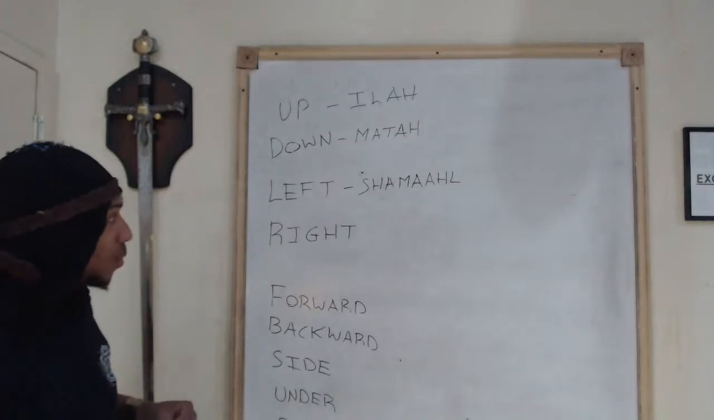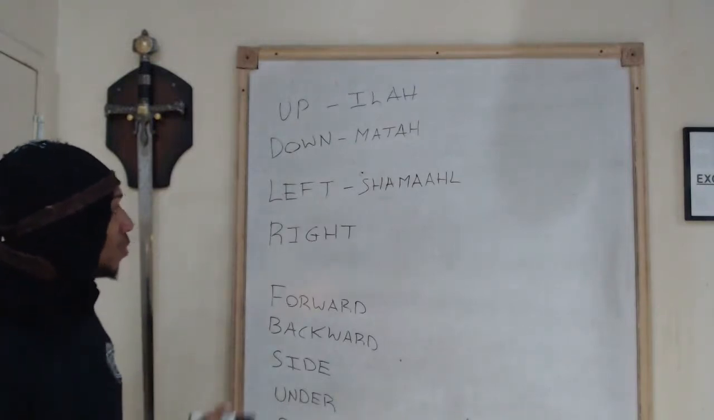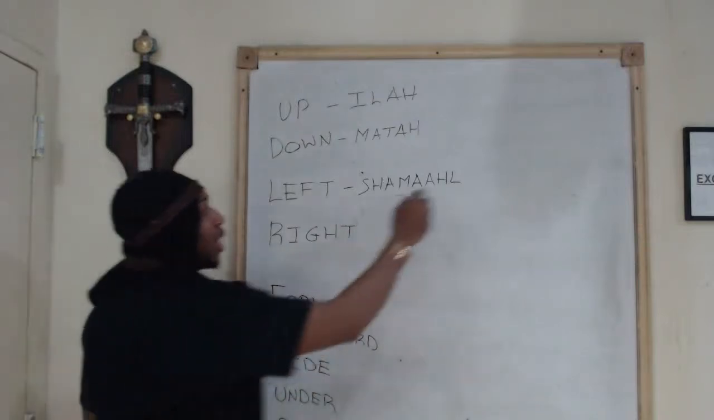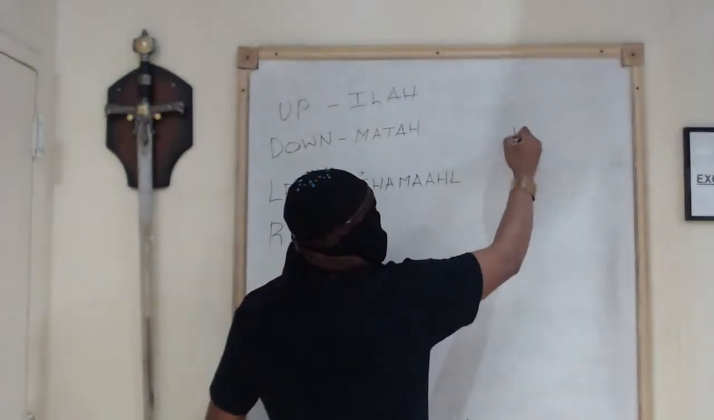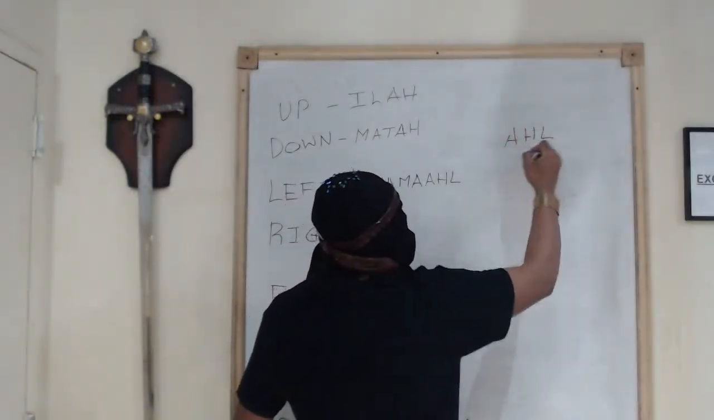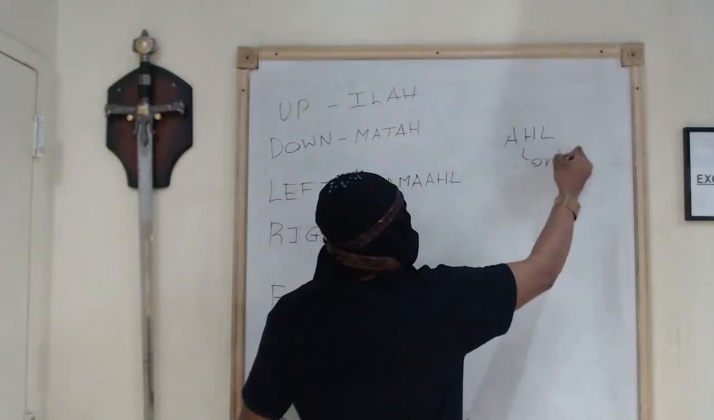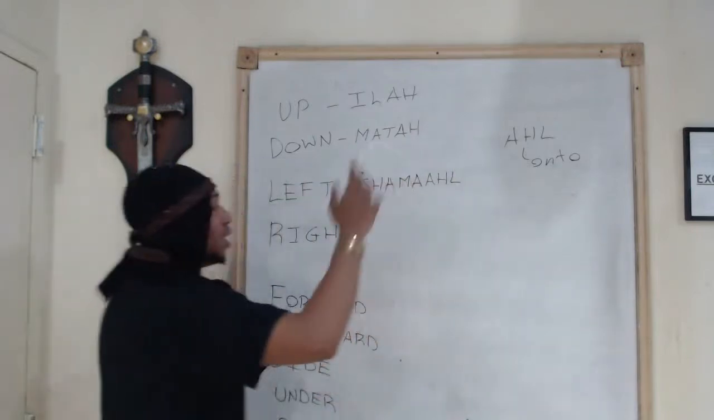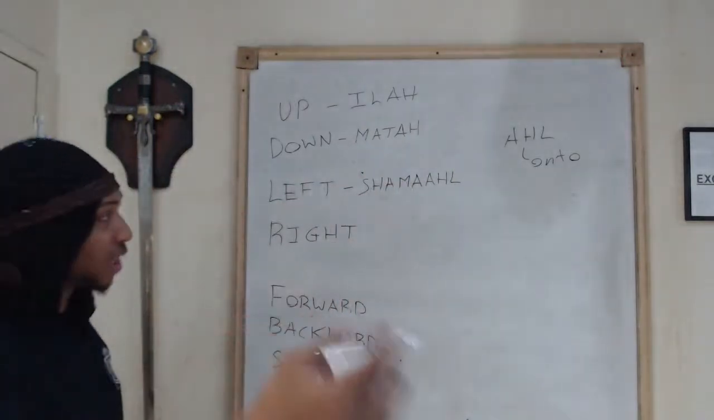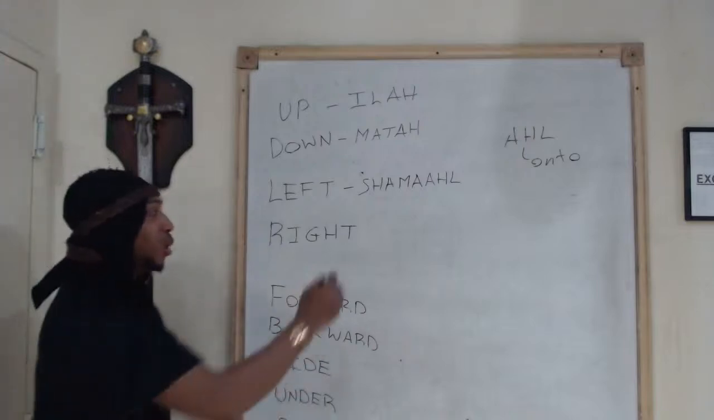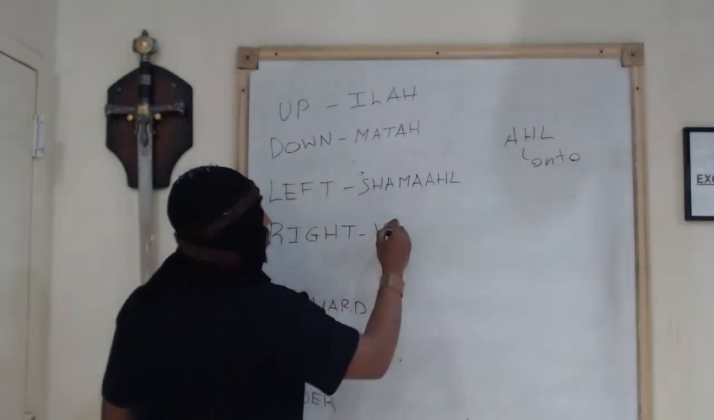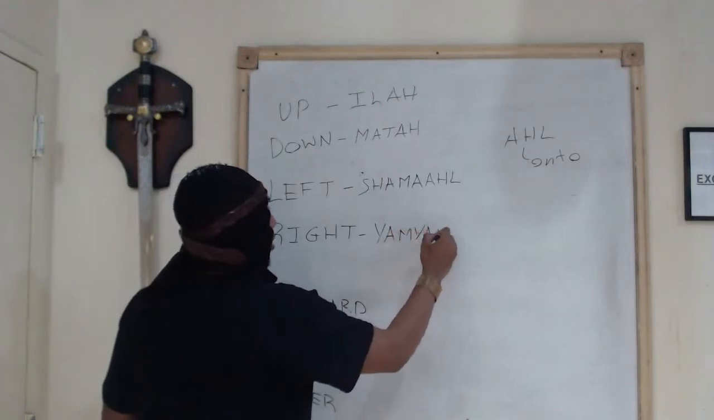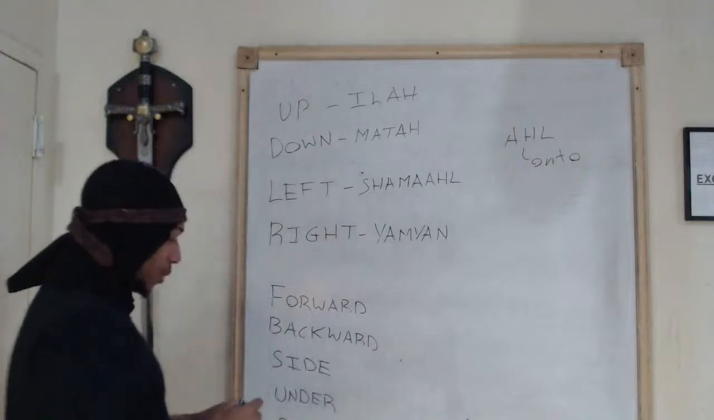Okay. I'm not sure. I know al means on, unto. Right? This is where you're gonna find in the scriptures where it says unto. Okay? Could be unto, it could be pertaining to, of something unto. I'm not sure. I'm not sure. You know what I mean? Yamian is right. Yamian. Okay? Good.